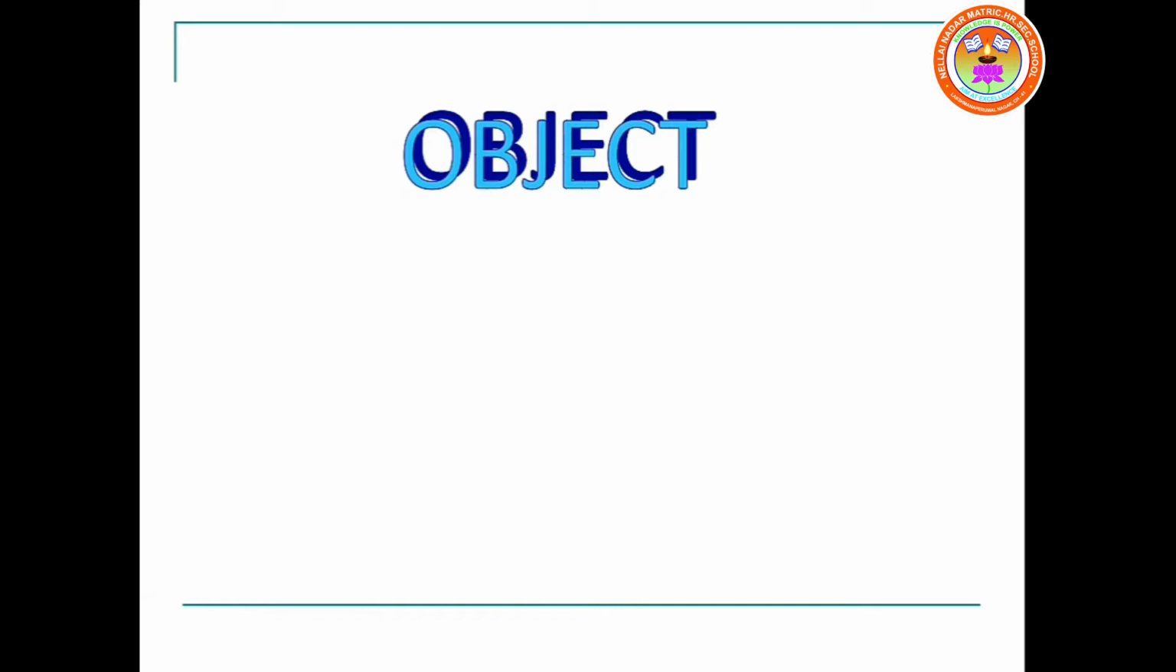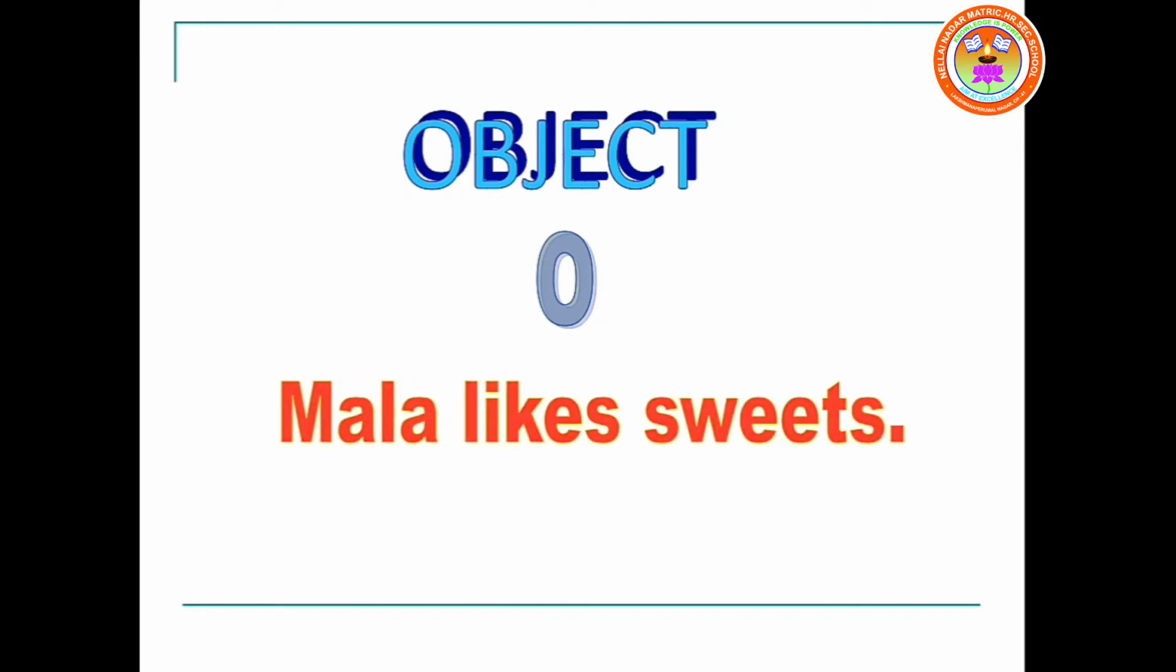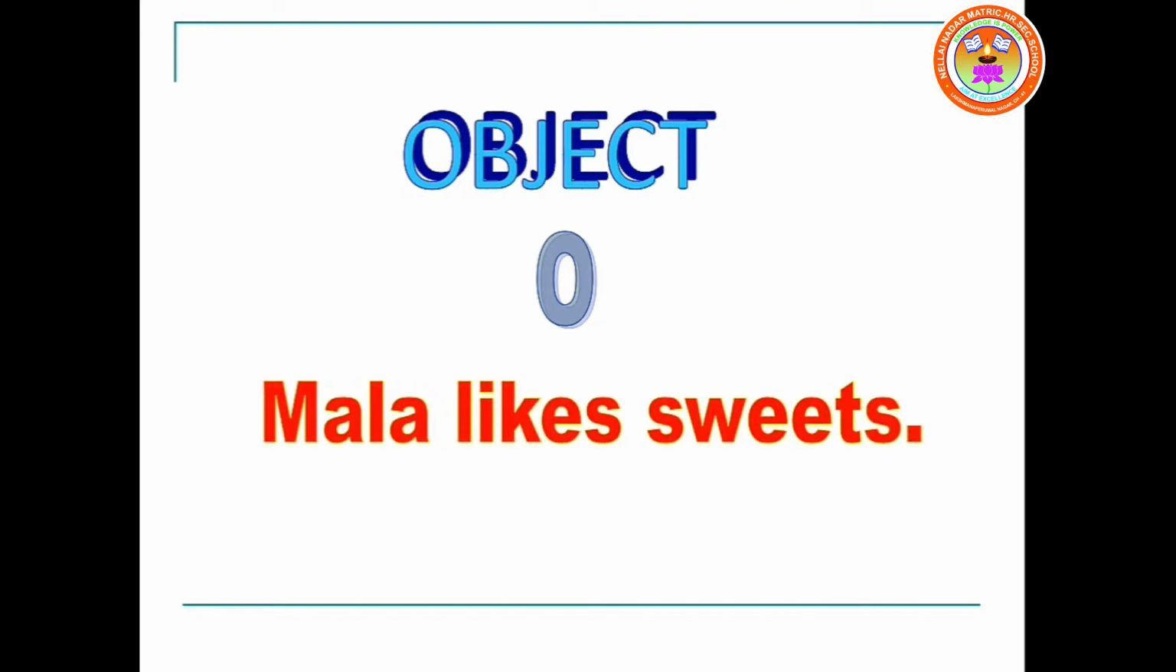Object. A person or thing that receives the action of a verb is called object. We use capital O to indicate the object. Object is the answer for the question what or whom. Example: Mala likes sweets. What does Mala like? Sweets. Sweets is the object.